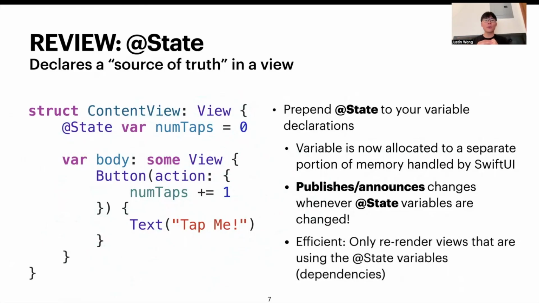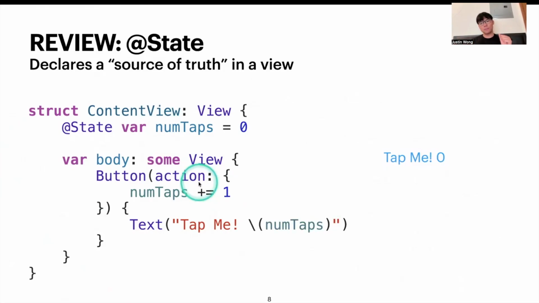And it's efficient. What I mean by that is we only re-render views that are using the @State variable dependencies. So if this body was more complicated, with a bunch more views that are not using numTaps, then SwiftUI is smart enough to say we don't need to re-update those views because they don't use numTaps at all. It's only this button, so it's just going to update this button only. And so if you have a really complex view, this is really efficient.